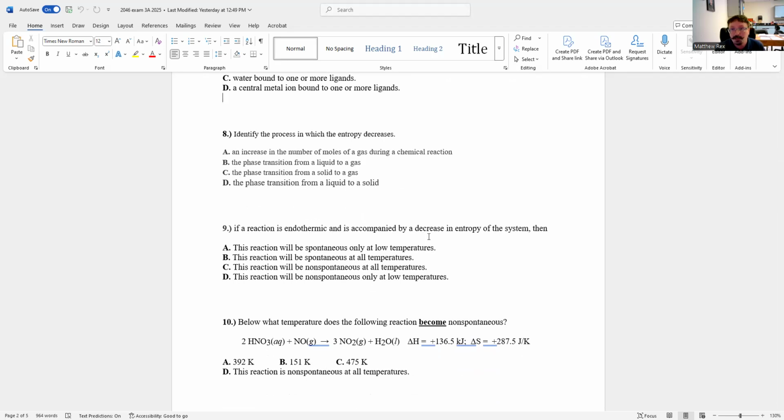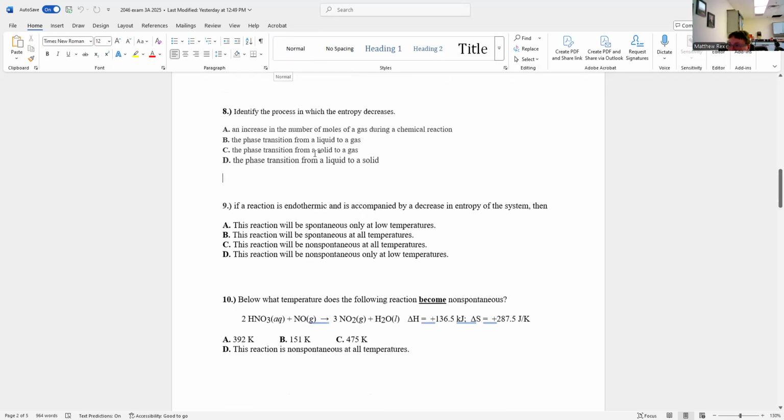In this case, for the entropy to decrease, we need to go from a disordered state to a more ordered state. And the only one here that looks like it's doing that is going from a liquid to a solid. Now, in that case, we're going to be more ordered. And like I said, our entropy is going to decrease, or we'll have a negative delta S.